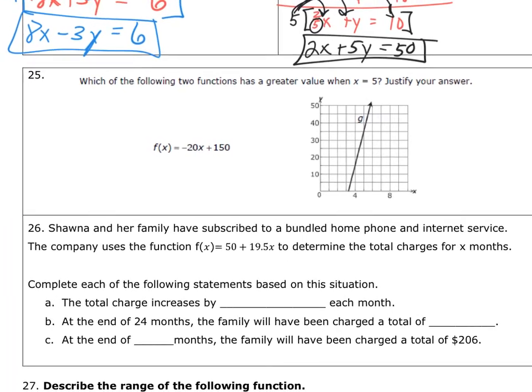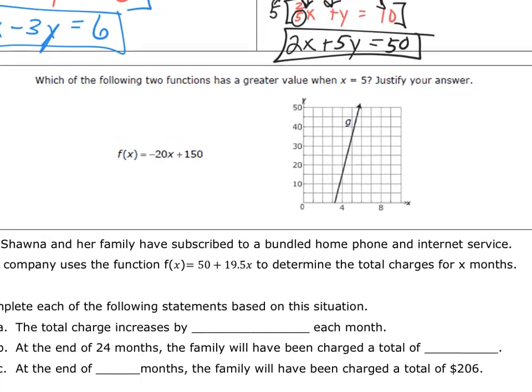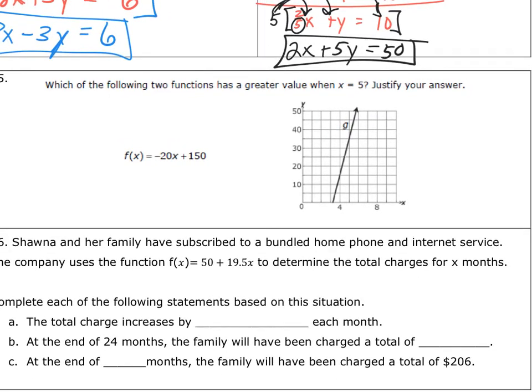I'll take a look at number 25. Now this one is a different problem. I put this in the review because I wanted to challenge you a little bit. So it says, which of the following two functions has a greater value? They're talking about what is the y value at the y-intercept when x equals 5, and then it tells you to justify your answer.